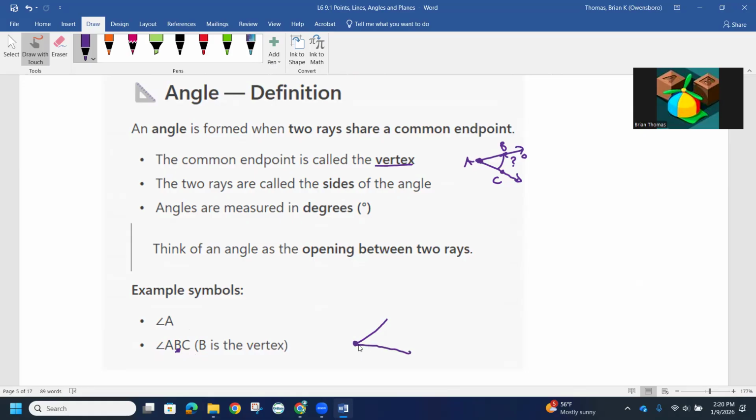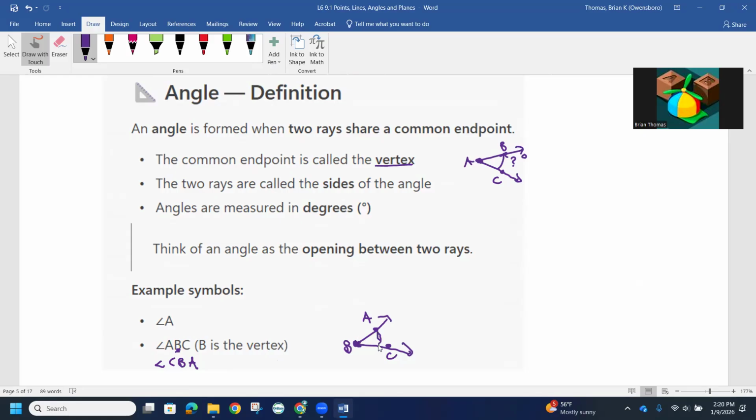So angle ABC, notice here, B's got to be the vertex. So A could be on this ray, and C can be on this ray here. So notice how B is the vertex. So angle ABC. So if you have three letters, the vertex point has to be the middle letter. And then the A and C could be interchangeable. So you could have also said angle CBA. That would still be the same angle as ABC.